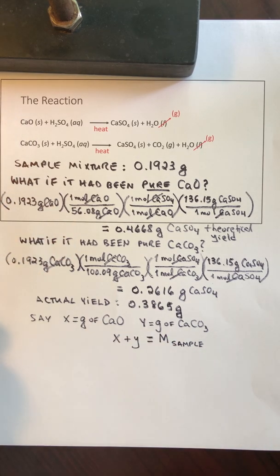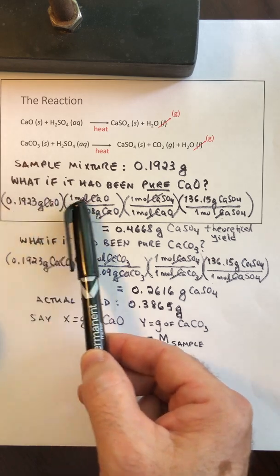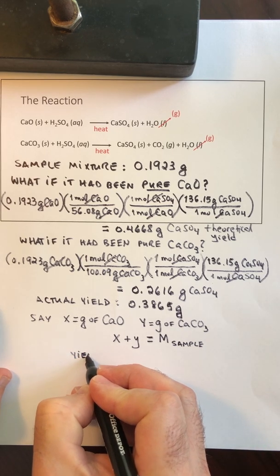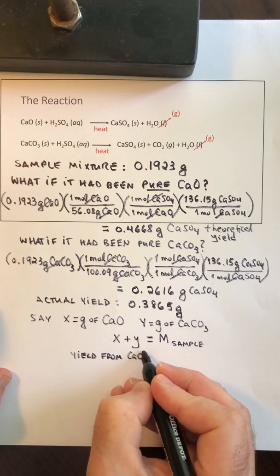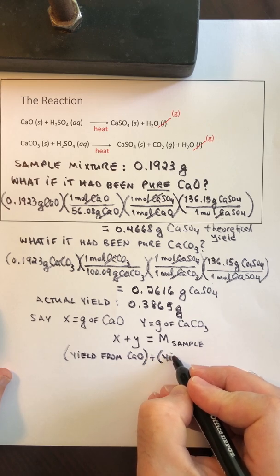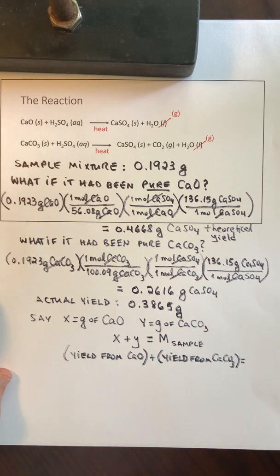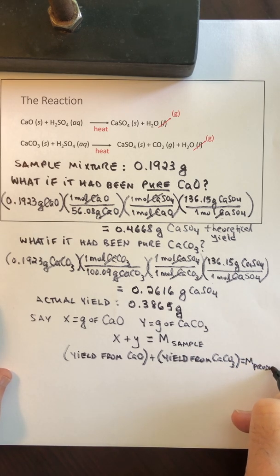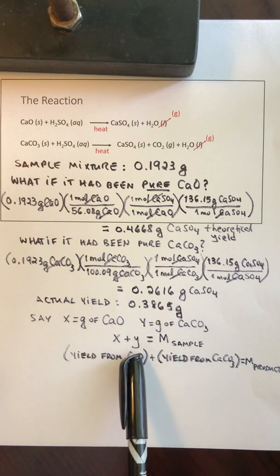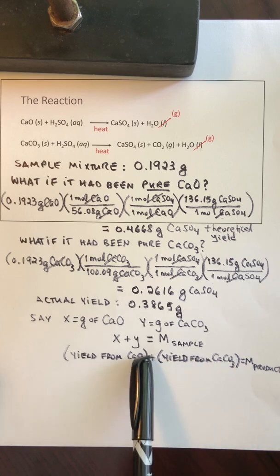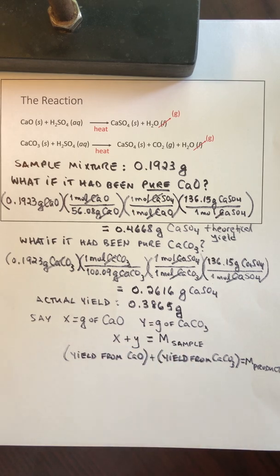And then let's say that your yield is going to be proportional to each of these, right? Now remember, we don't know what these are, but we know that the total yield will be the yield from calcium oxide plus the yield from calcium carbonate, and that's going to give us the mass of product. In other words, the final amount that we got was a result of whatever the calcium oxide produced plus whatever the calcium carbonate produced. Of course, we're making a big assumption. We're assuming that these two react independently of each other, that they don't get in each other's way. That's an assumption we're going to have to live with for now.